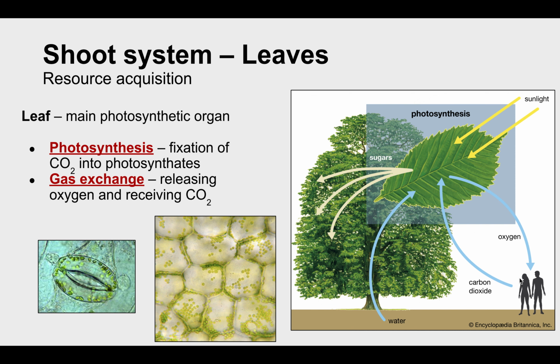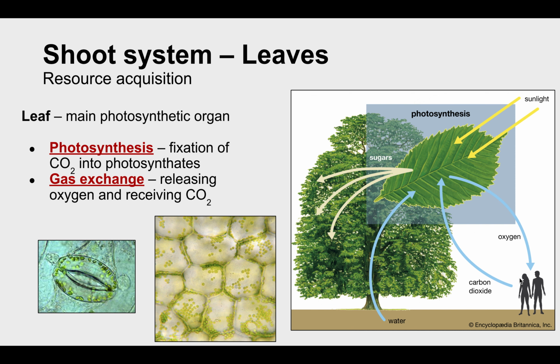All right, leaves, the other part of our shoot system here. Leaves are the main photosynthetic organ. Right? Leaves perform photosynthesis, so turning sunlight into sugars. We'll get into the specifics of that process next week, but for now, we're just going to talk about leaves as photosynthesizing. Right? So leaves go through photosynthesis, which is the fixation of CO2 into photosynthates.